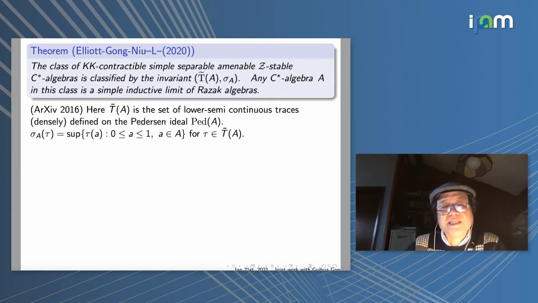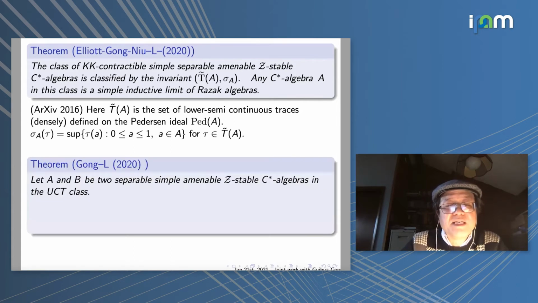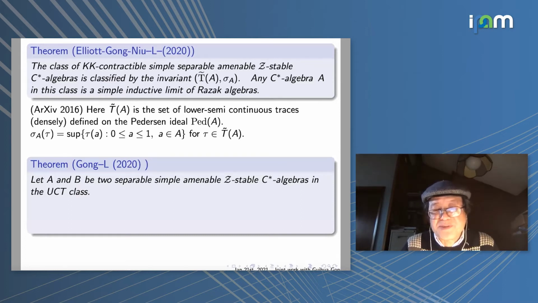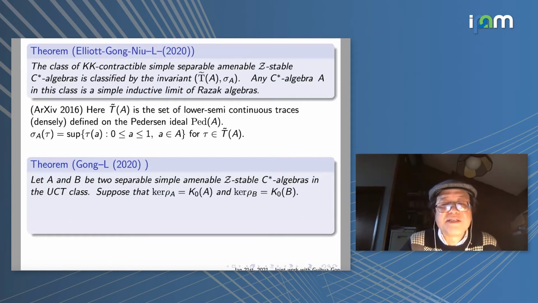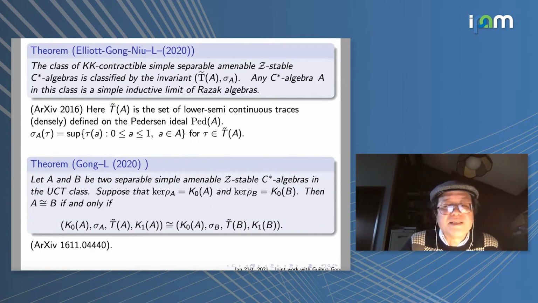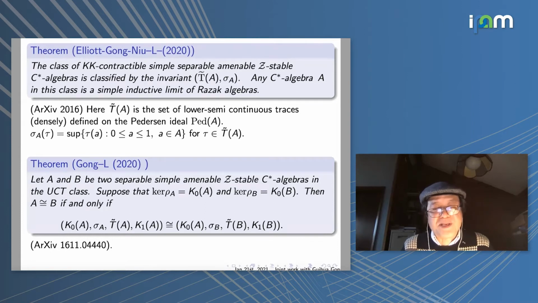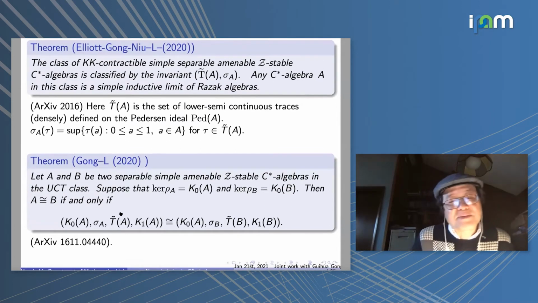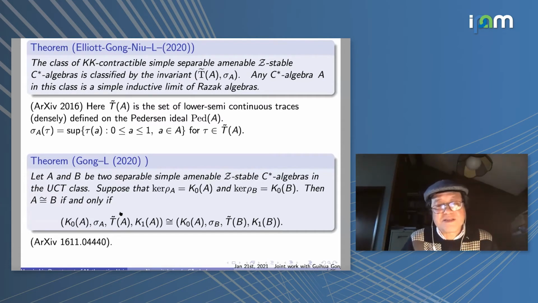And there is a generalization of this. It says, if A and B are two separable, simple, amenable, Z-stable C-star algebras in the UCT class, assuming the pairings are trivial, then A is isomorphic to B if and only if the Elliott invariants are the same. We omit certain things which don't really matter here, but that doesn't mean they do not exist. It simply says the pairing is zero.